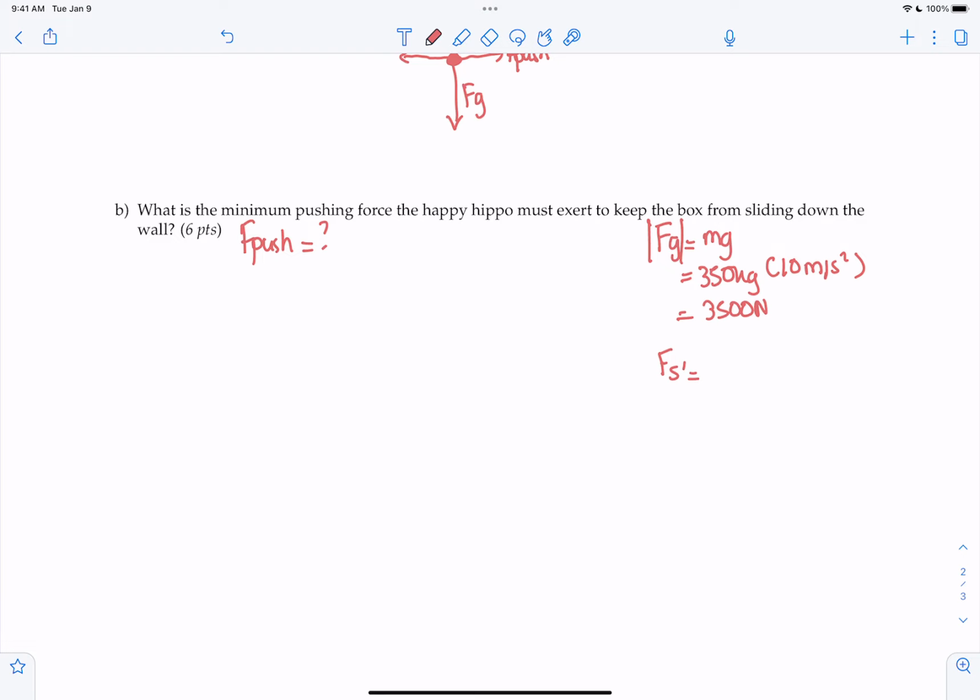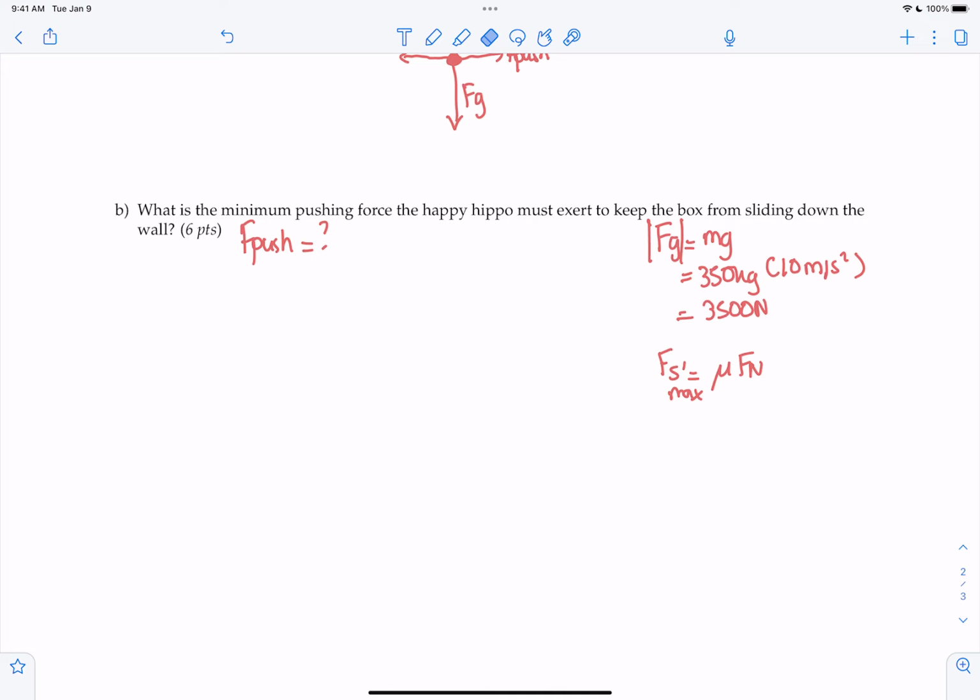The maximum static friction force is mu times the normal force. This is Fs max. You cannot use this equation whenever you like. You can only use it when the static friction force is at its maximum. Now, let's go back and think about the problem again.